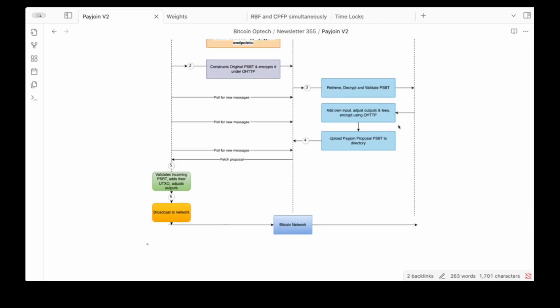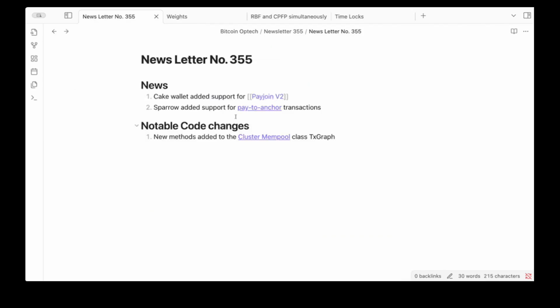This is what the new Cake Wallet has added support for. So that is the news, and I hope we get to understand Payjoin V2.